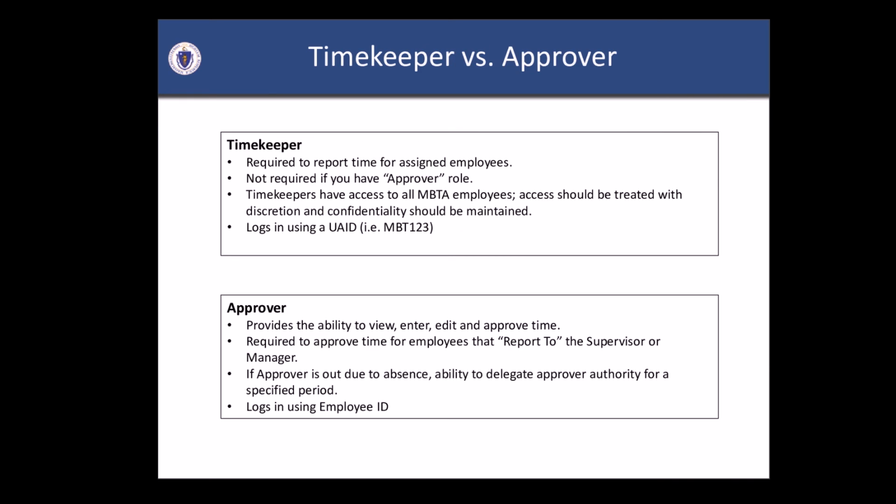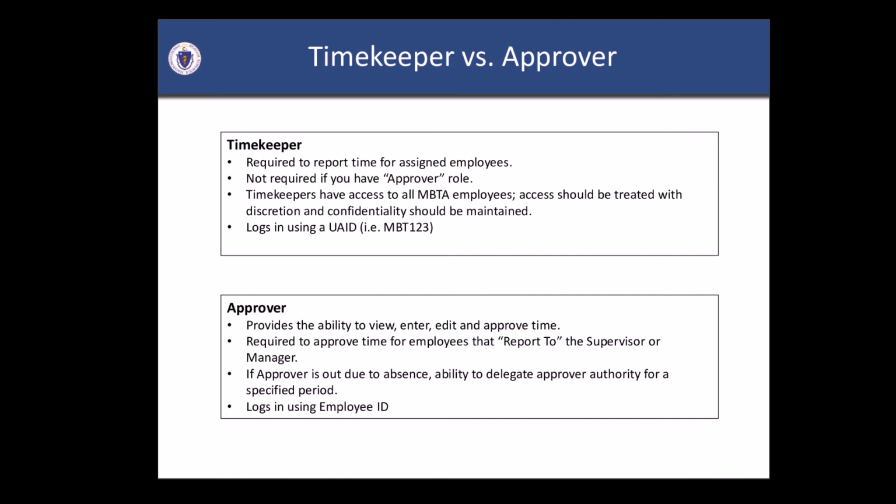So there is a little bit of confusion out there about what a timekeeper does and what a time approver does. So you guys are all time approvers. Some of you may have credentials to be a timekeeper as well. And as a rule of thumb, I tell people, if you are entering time for the same people that you are approving time for, you want to use your employee ID. You want to log in using that numeric employee ID. Because as a time approver, it's actually more efficient just to use your employee ID to enter and approve time.